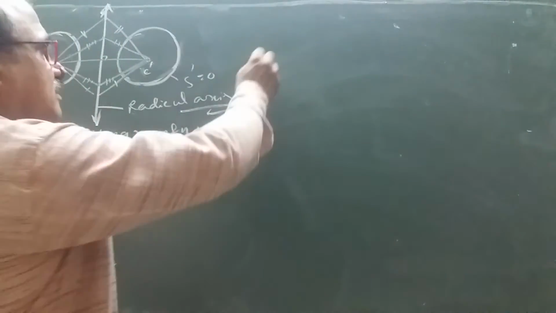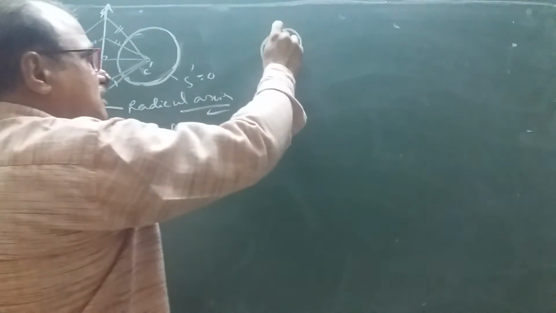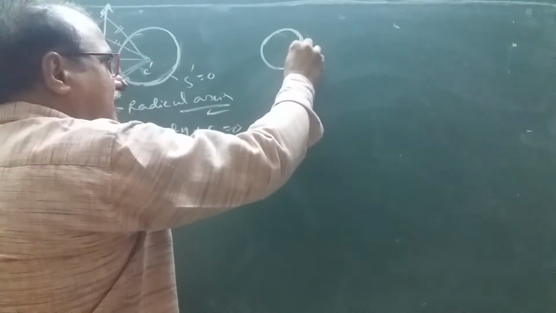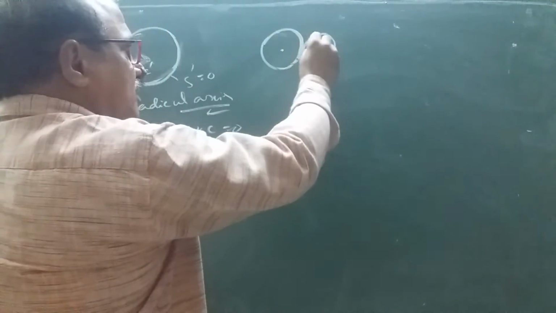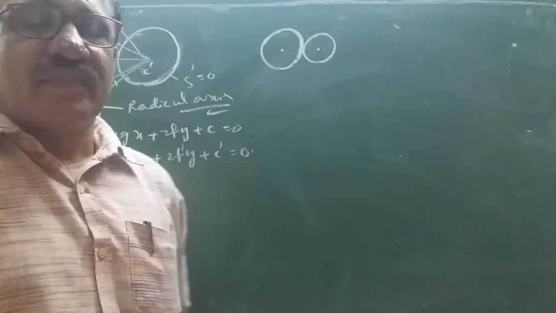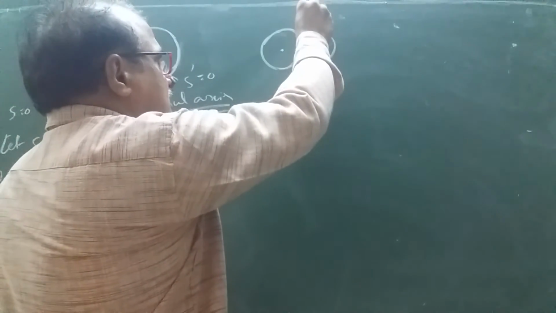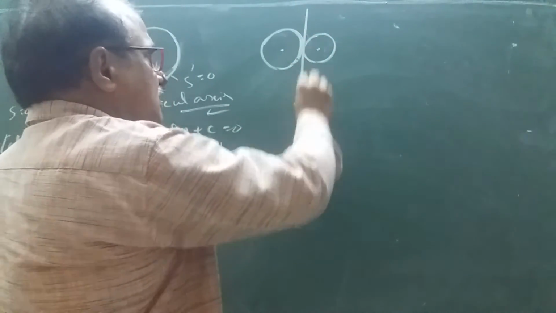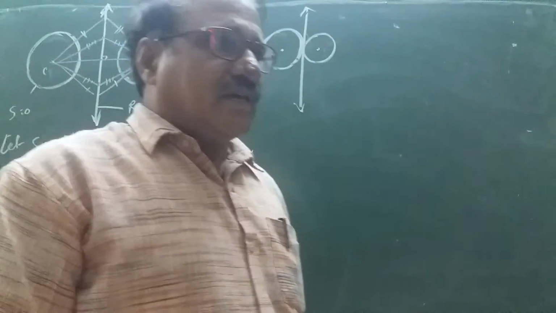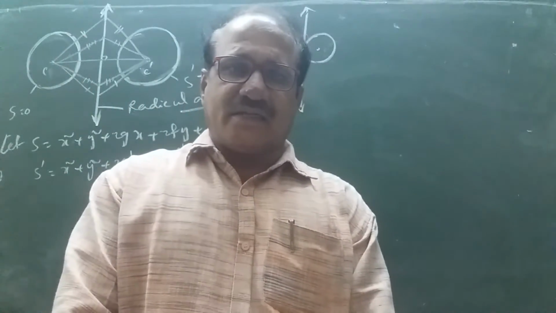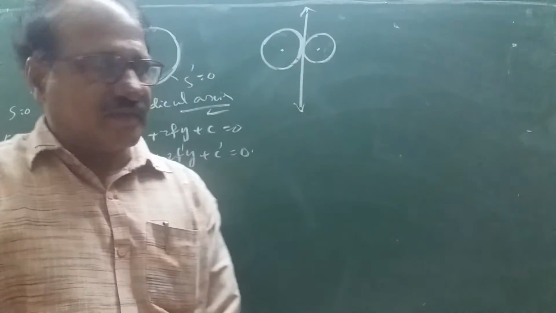If two circles touch each other at a point, then what will be the radical axis? Suppose two circles are like this, then what will be the radical axis? In this case, the common tangent is the radical axis. If two circles in a plane touch each other, then their radical axis is the common tangent at the point of contact. You have to remember this.